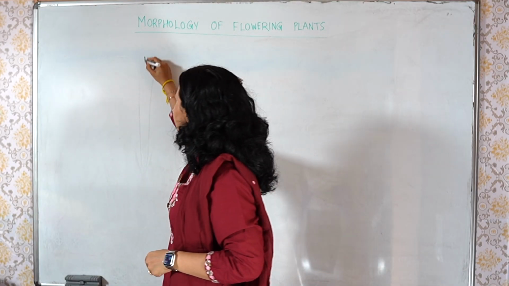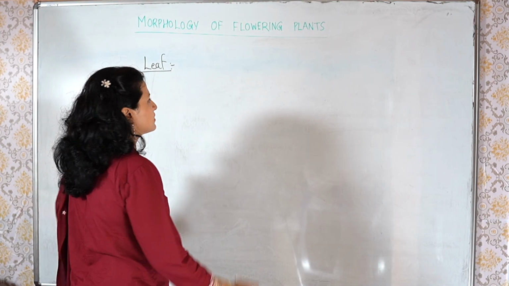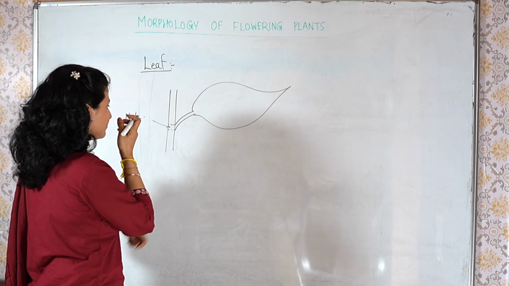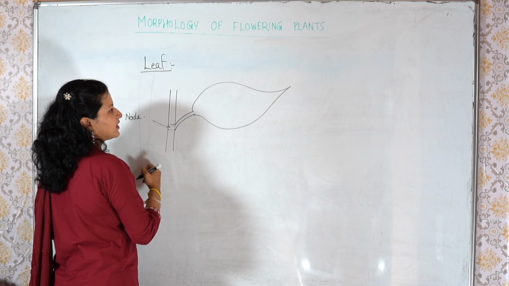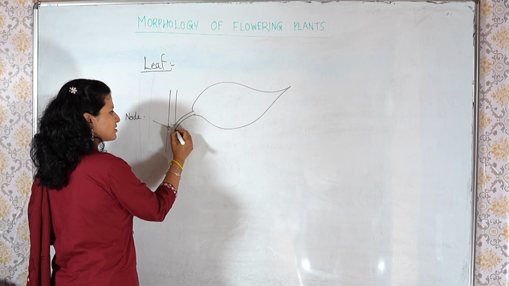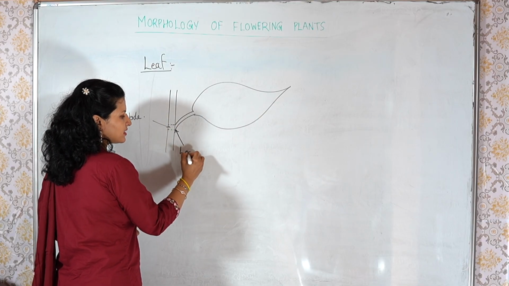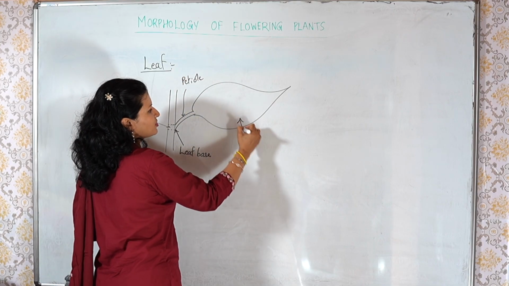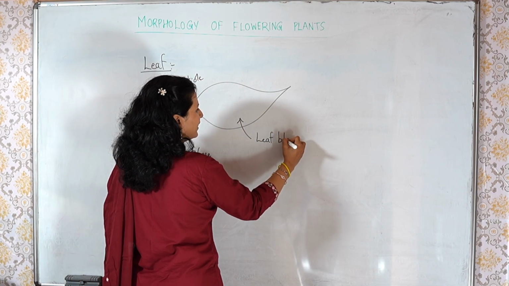Next, we look at the leaf. Leaf is the main organ for photosynthesis. It arises at the node. So this is the node, this is the part of the stem, and it is from this region that the leaf arises. It has three different regions. This is the first region, called the leaf base. This region is called the petiole, and the third region is called the leaf blade, also called the lamina.